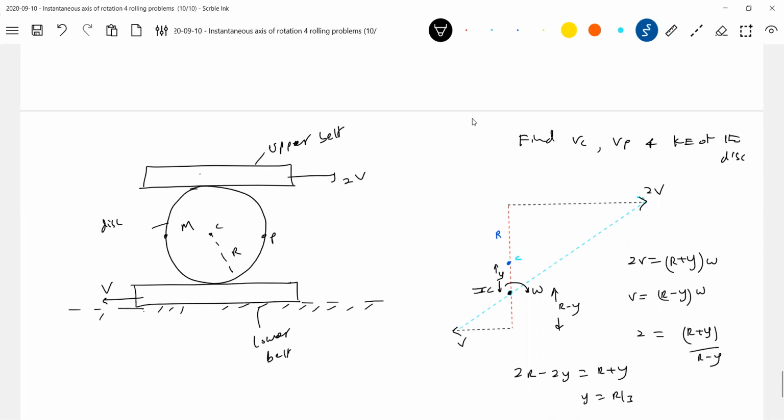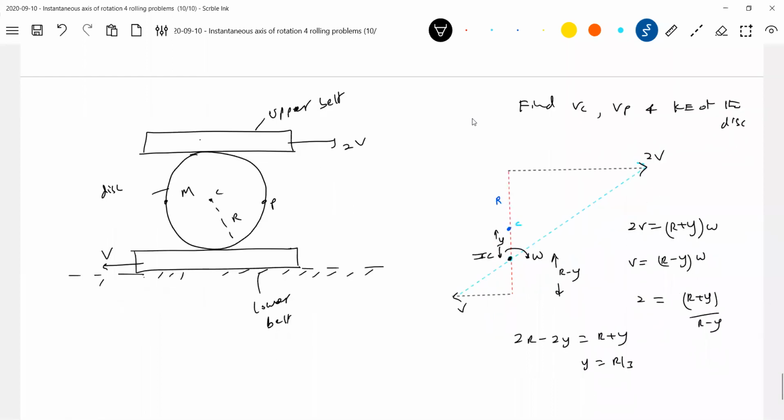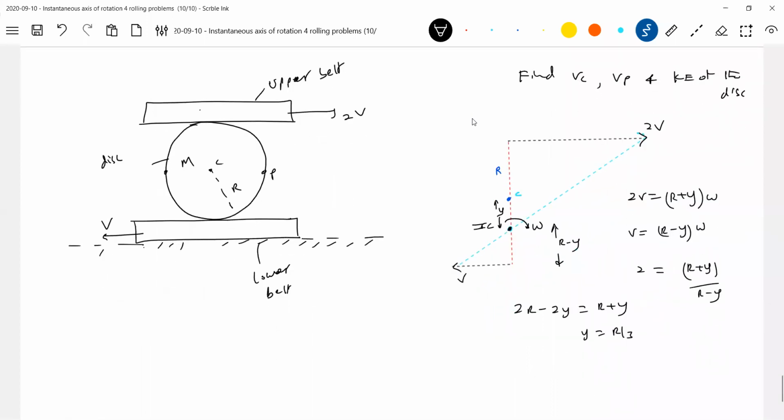We don't know omega. So I'll substitute the value of y and I'll get the omega. But we know only the velocities of the upper and lower belts. So how to bring in omega? I'll take the help of any one equation: V equal to (r minus y) into omega. What is y? R by 3. Omega equal to 3v by 2r. Yes, this is the angular velocity with which the rigid body is rotating.